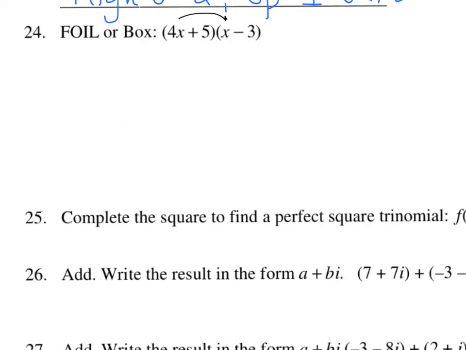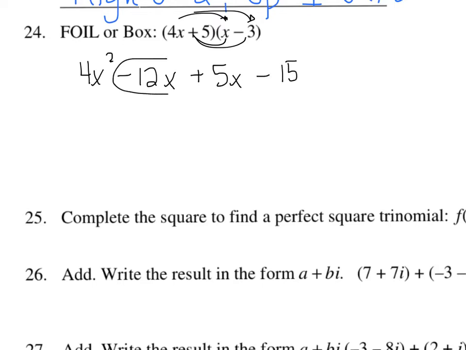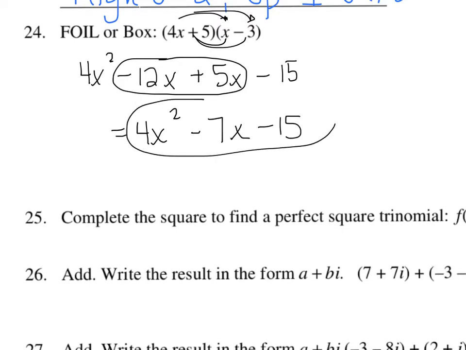I will demonstrate FOIL for this problem. So we're going to have 4x times x is 4x squared. 4x times -3 is -12x. 5 times x is +5x. And 5 times -3 is -15. Combining the like terms in the middle gives us a final answer of 4x squared minus 7x minus 15. If you did the box method, you'd get the same answer.